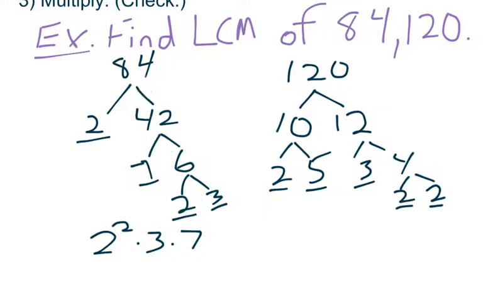All right, and I'm going to do the same thing for 120. I have 2 to the, let's count them, 1, 2, 3, 2 to the third power, and then times 3 times 5, and I'm going to check that one to make sure it makes sense. So 2 to the third power is 8. I'm going to do commutative property here and switch these around. So 8 times 5 gives me 40. 40 times 3 gives me 120. So I know I did that right.